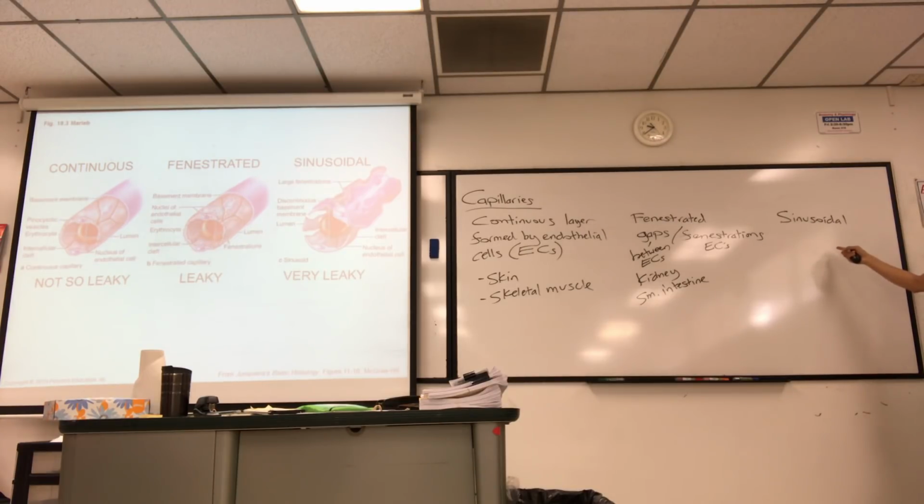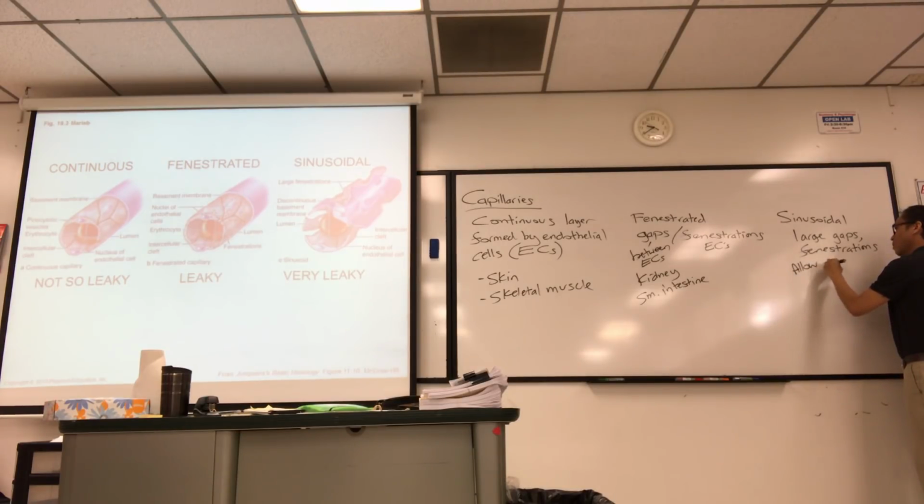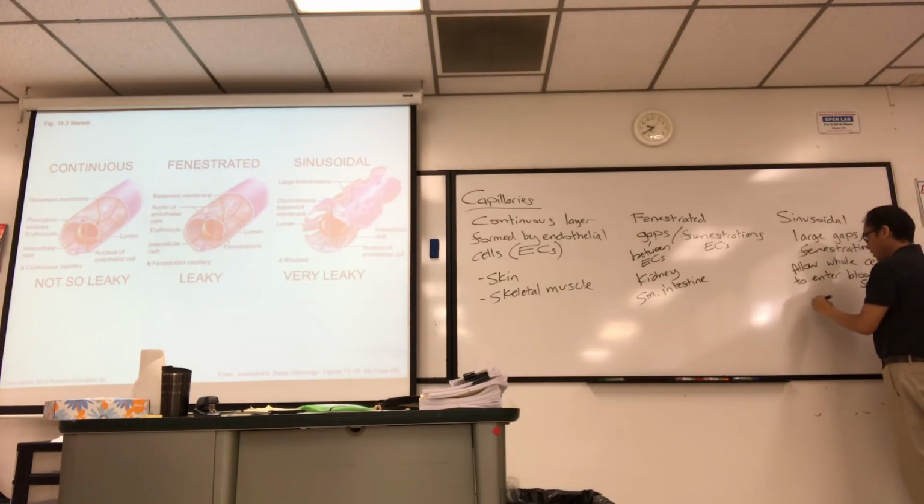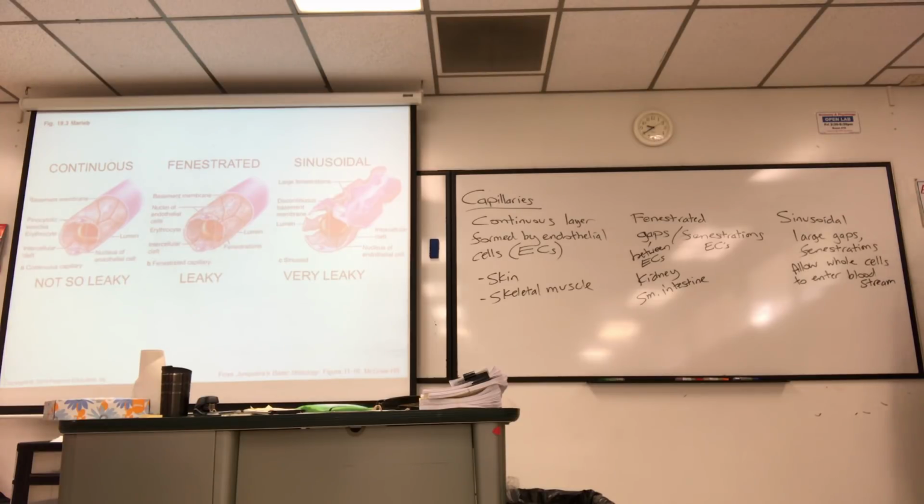Well, I guess the leakiest capillaries, which have very large gaps, fenestrations, are the sinusoidals. They're so large that you have to allow whole cells to enter the bloodstream. You have sinusoidal capillaries in, most notably, the bone marrow. The red marrow produces the blood cells for an adult. So bone marrow is a good example where you find sinusoidal capillaries.